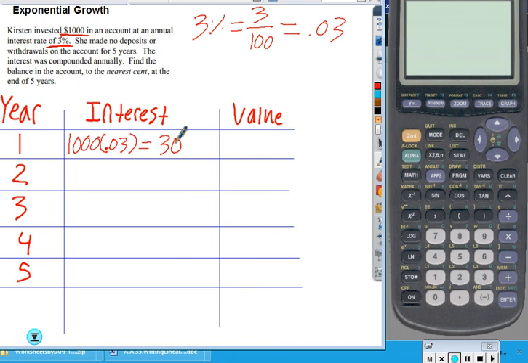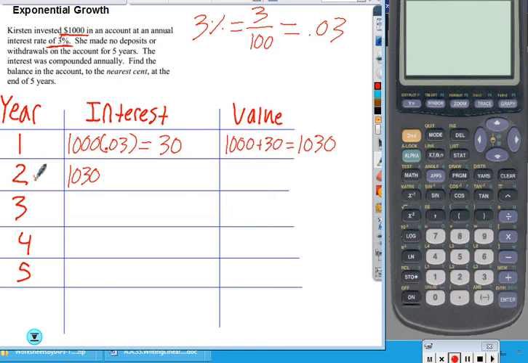Now, after computing this interest, we must add this interest to our initial value, which is $1,000. So we'll do that over here. So now, Kirsten has $1,030 in her bank account. So when we go to year 2, this is her new starting value.